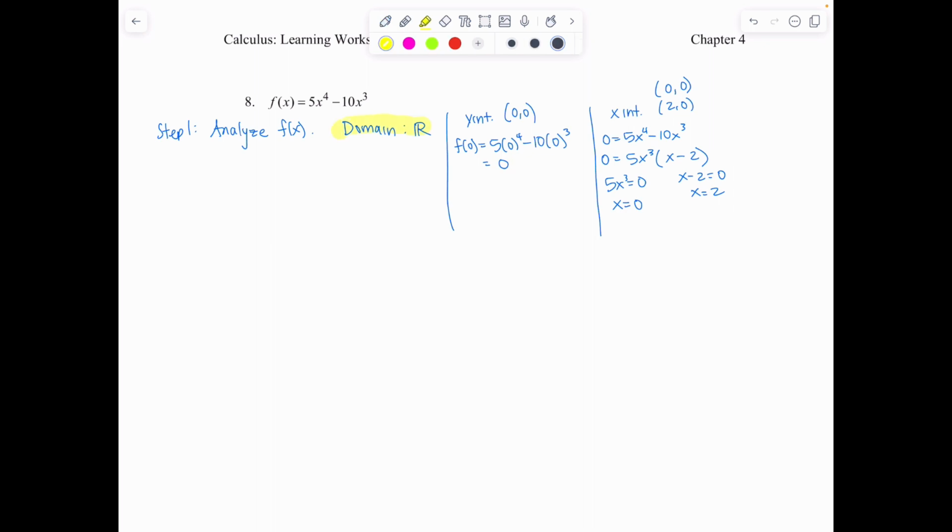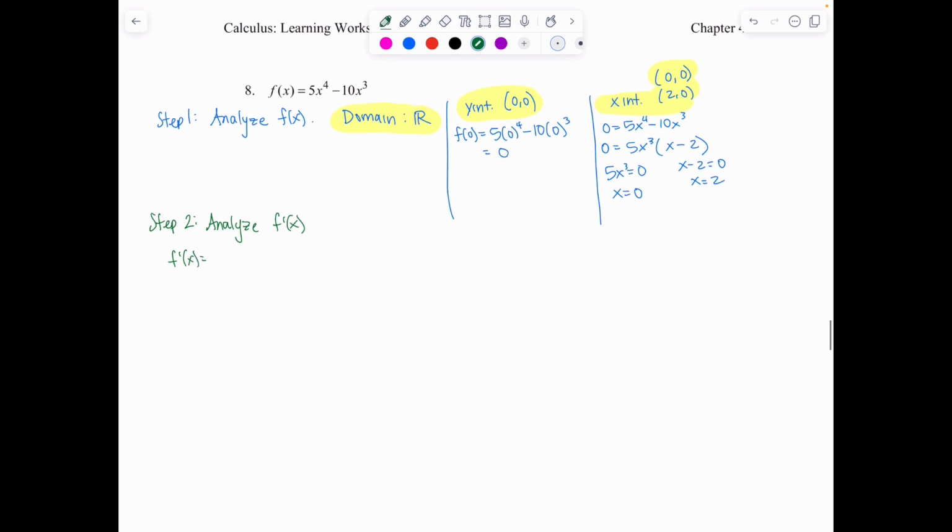Okay, just to keep track of our information, we have our domain, we have our y-intercept, and we have x-intercepts. All right, step 2, analyze our derivative. So first we'll find our derivative: 5x to the 4th gives 20x cubed, negative 10x cubed gives negative 30x squared.